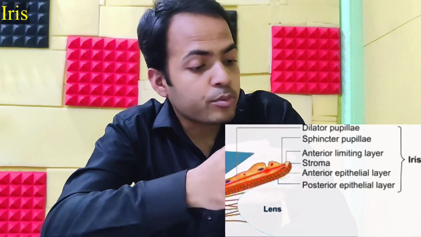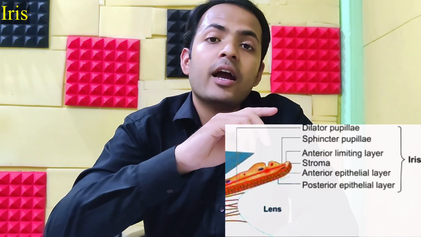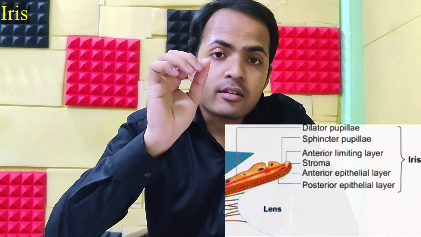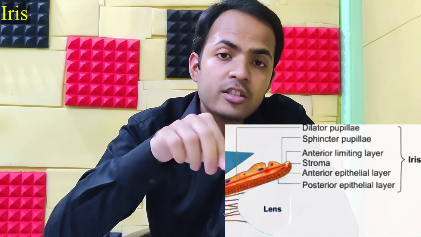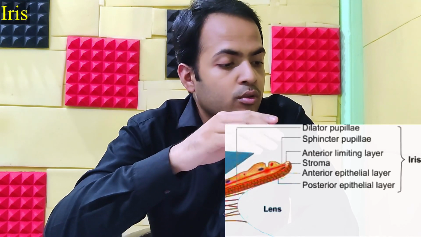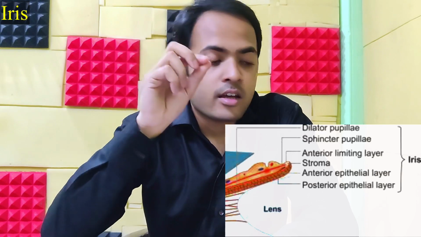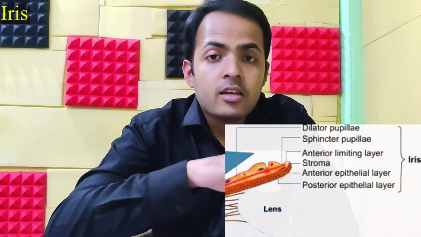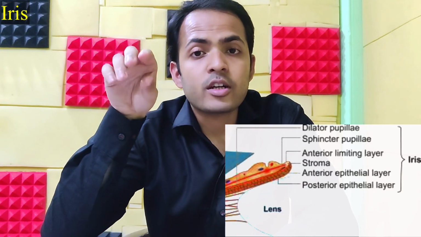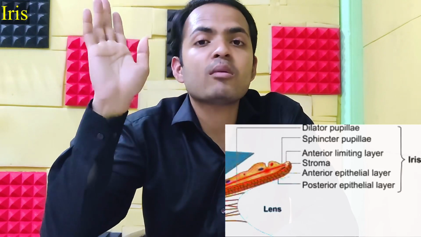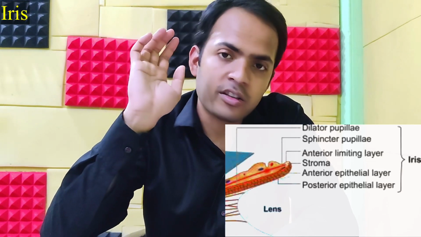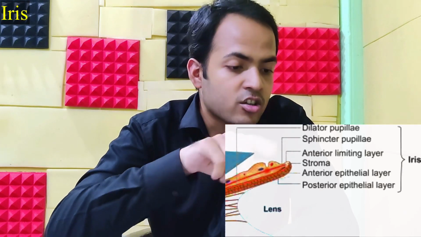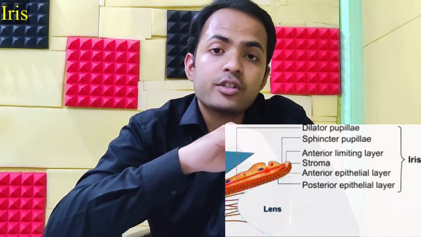Okay, now the microscopy of the iris. First of all, we get the anterior limiting layer. This layer consists of melanocytes and fibroblasts, and it is the most condensed part of the iris. One extra knowledge point for you: in a blue colored iris you get a very small amount of pigment, and in a brown or black colored iris you get a maximum amount of pigment, and these pigments are present only in this anterior limiting layer. That's it.